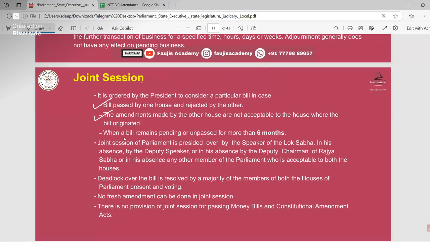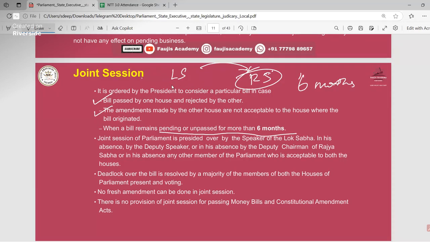Third, when the bill remains pending or unpassed for more than 6 months. If Lok Sabha passes a bill and Rajya Sabha holds the bill without acting upon it for 6 months, then the Lok Sabha considers the bill unpassed because the Rajya Sabha has not acted upon it. Then the Lok Sabha can ask for a joint sitting.